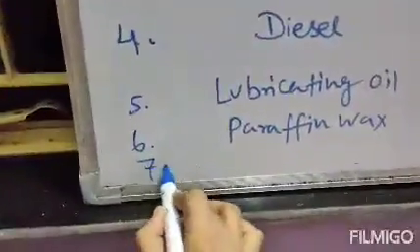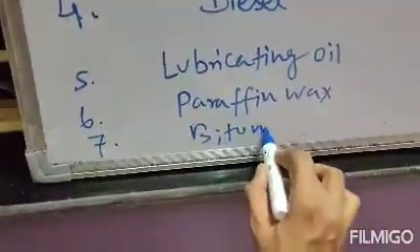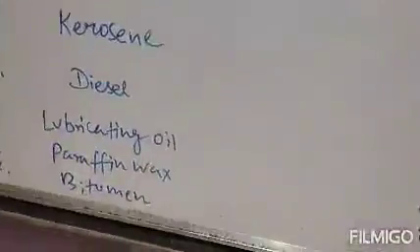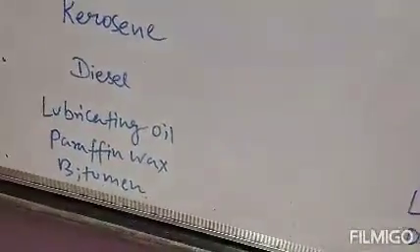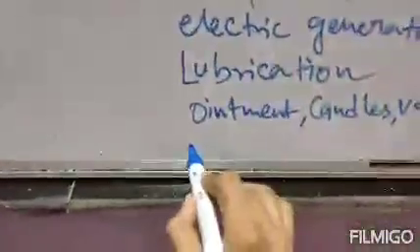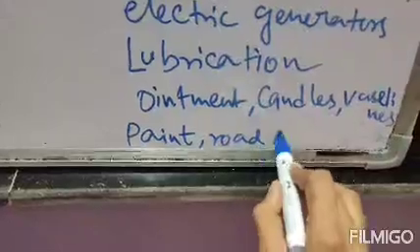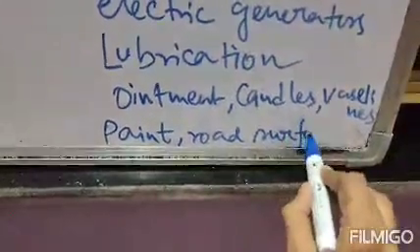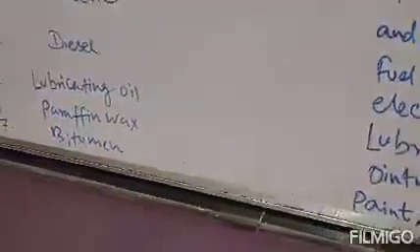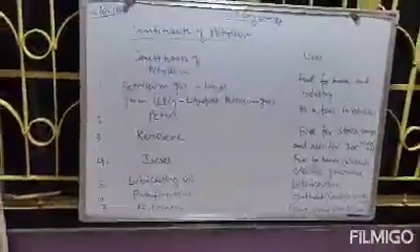Clear? The last constituent of petroleum, number seven, is bitumen. It is used as paint and for road surfacing. Here bitumen is used. Clear? So these are the constituents of petroleum and their various uses.